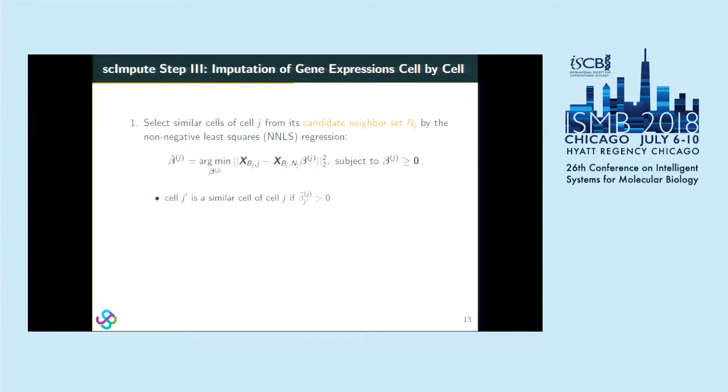For example, for cell J, we first select the similar cells of cell J using the non-negative least squares regression, since the candidate neighbor set resulting from the initial clustering may not be very accurate. Then, for gene set BJ, its value is kept as the observed value, while for gene set AJ, we impute their gene expression values using the predicted values in the regression step. And we can do this cell by cell to complete the imputation process.